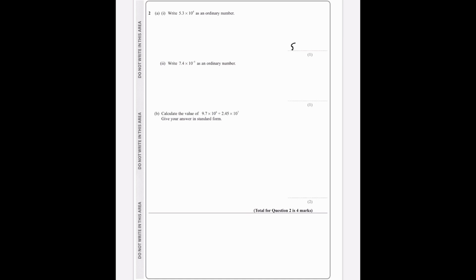Question 2, that's 53,000. And then at 0.00074, 4 zeros after the decimal place. And then carrying out the addition, 3.42 times 10 to the 7.